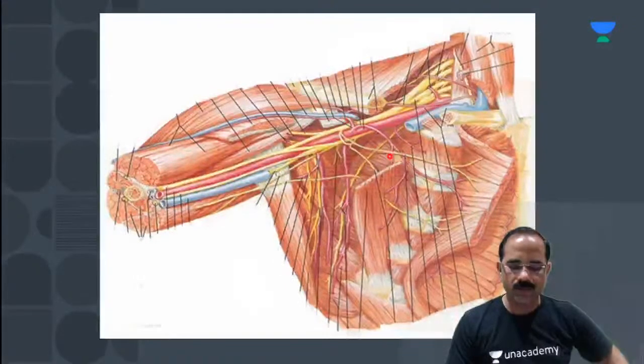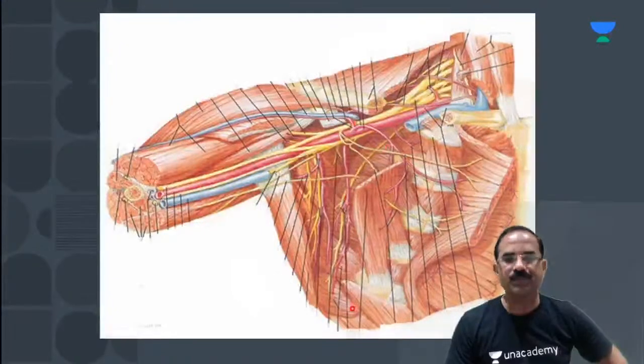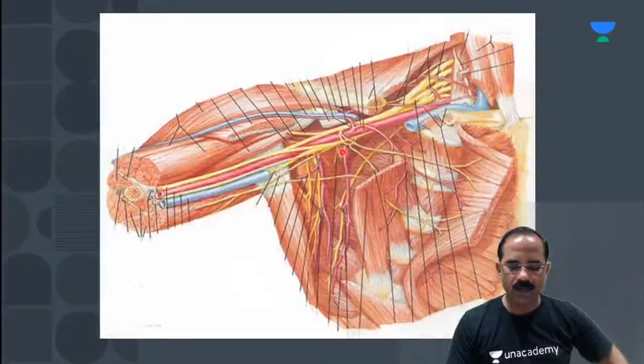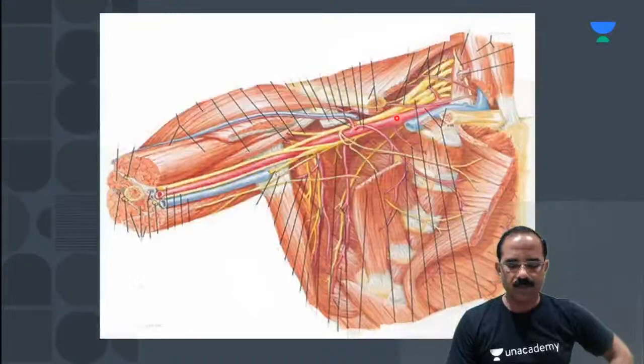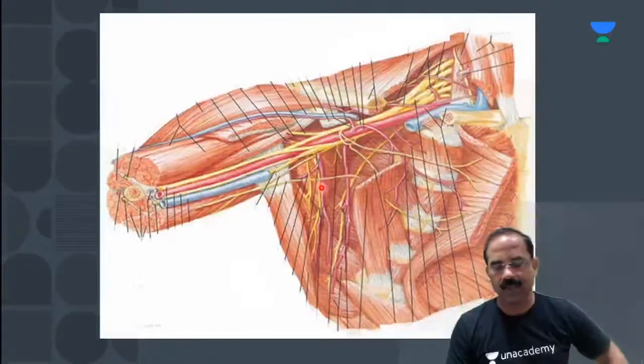What is this muscle now? That's the pectoralis minor. And this pectoralis minor is going to divide the axillary artery into three parts. From its beginning to the muscle, that is the first part. Behind the muscle, that's the second part. And what would this be? Third part of the axillary artery.